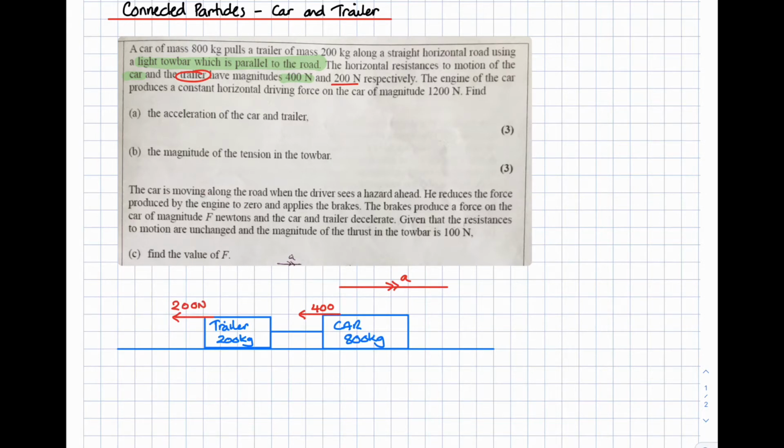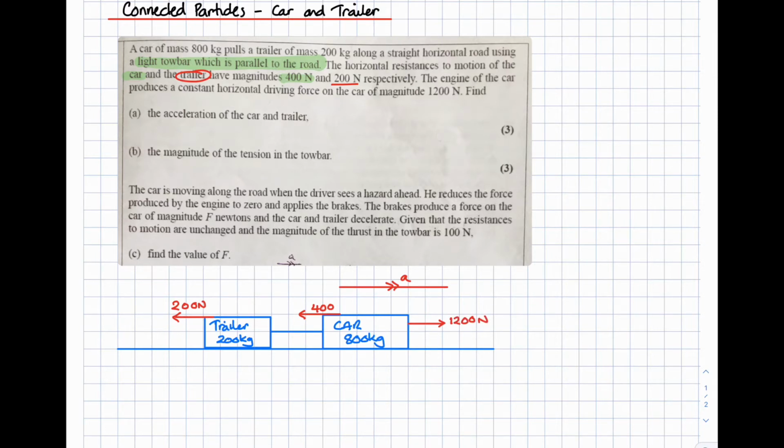What else do we know? It says the engine of the car produces a constant horizontal driving force of magnitude 1200 newtons. So the driving force will be acting towards the right. So we can indicate that as such.